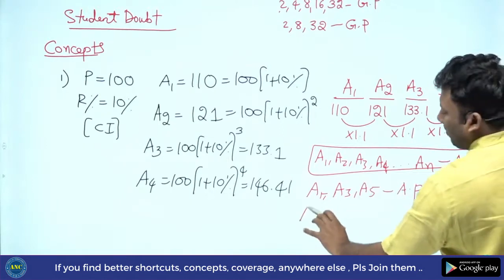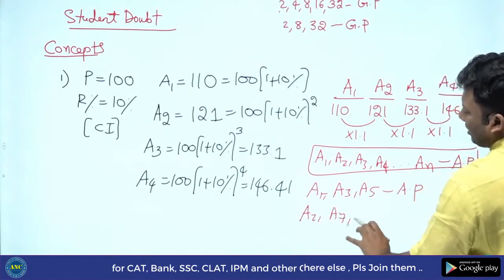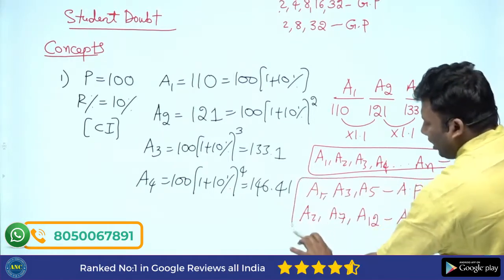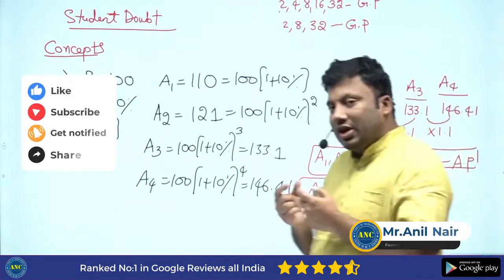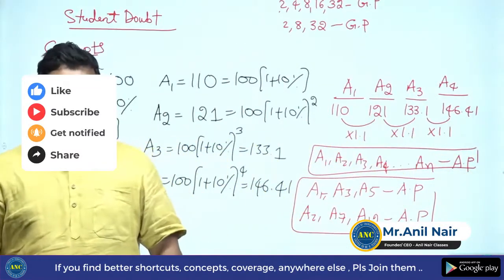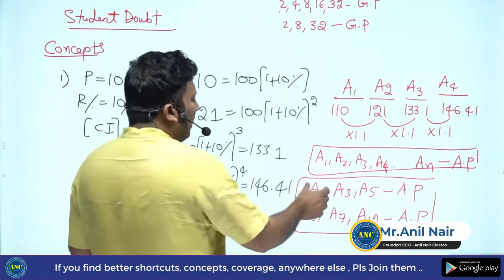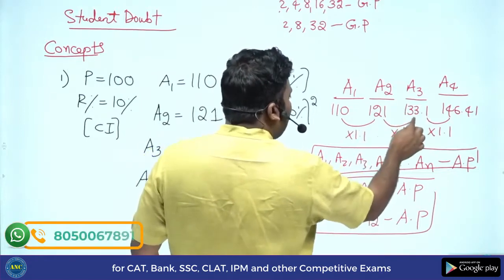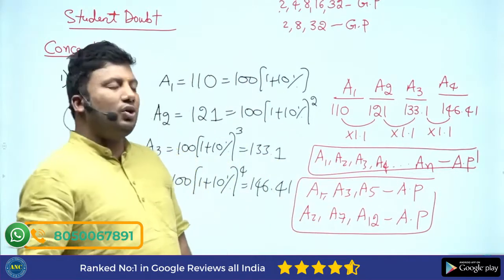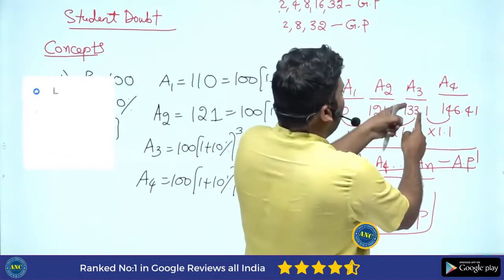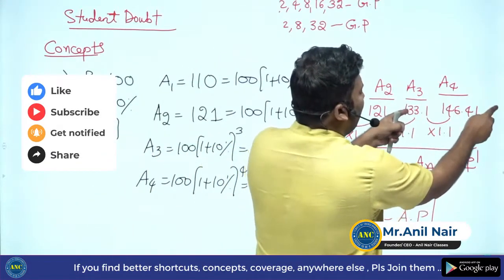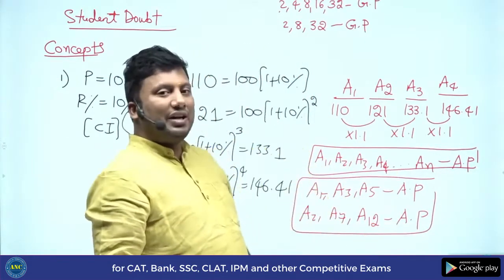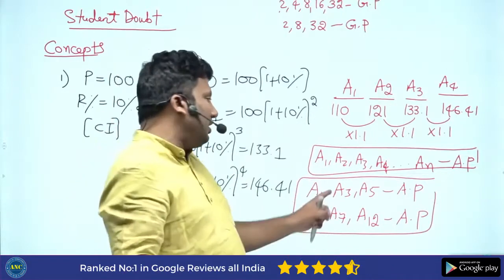Are you all with me? Suppose I take A2, then A7, then A12. As long as the gap between them, the time period, is the same, for A1, A3, 110, 133.1, the multiplication factor will be 1.1 into 1.1, which is 1.21. Here onwards it is 1.1, again 1.1. So 133.1 into 1.21, I will get A5. A1, A3, A5, they are in AP.